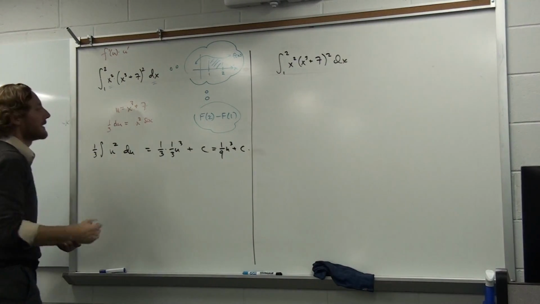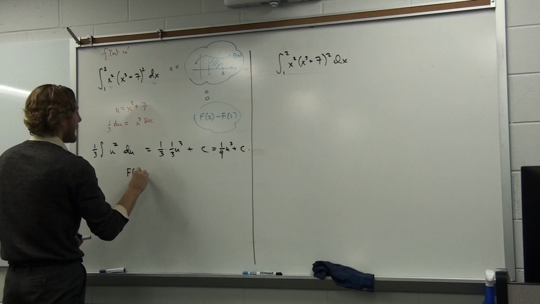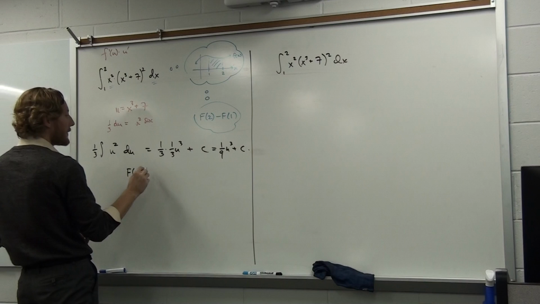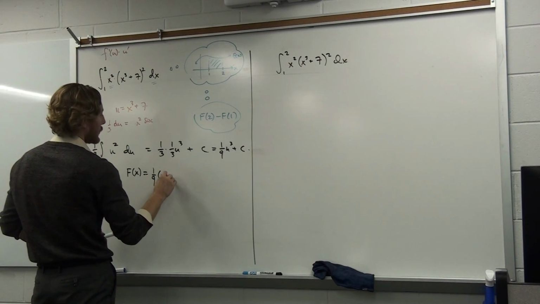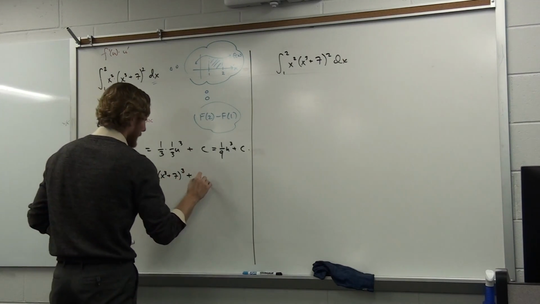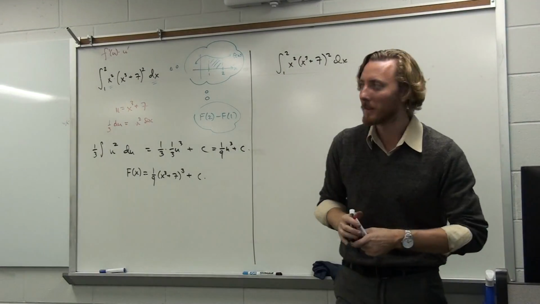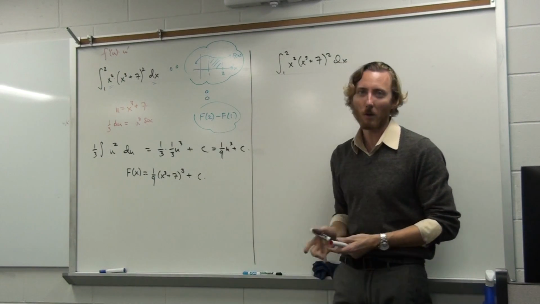But of course, that's not the antiderivative function. Technically, the antiderivative function would have to be in terms of x. So the antiderivative function would be 1/9 x cubed plus 7 cubed plus c. Okay, so now we've computed the antiderivative. But that's only part of the problem, right? Because now we have to plug in 2 and plug in 1.